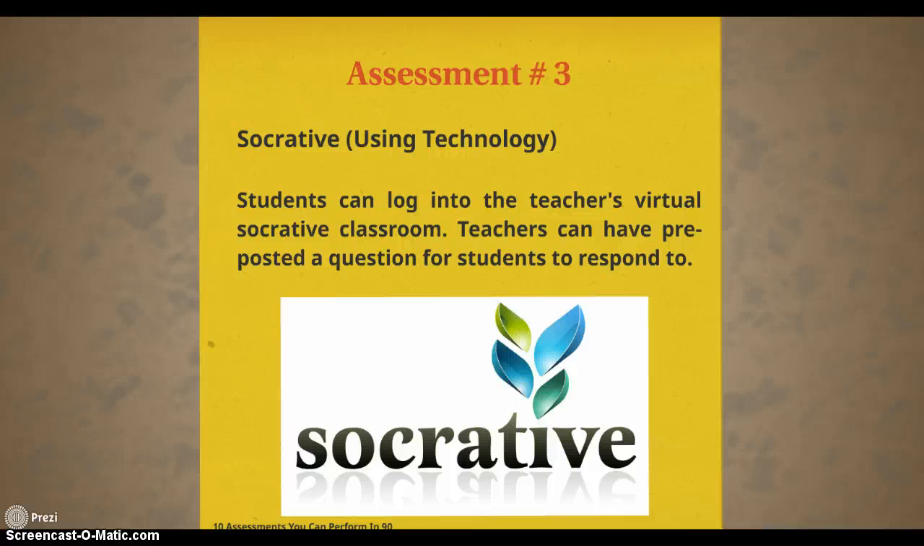The third assessment I chose is one using technology. If the students all have some sort of tablet device or smartphones that they can use in their classroom, the students can log into the teacher's virtual Socrative classroom, and the teacher will already have the pre-made questions for the students to respond to. And from there, the teacher can have a poll and see how the students feel, if they understood or not, and if they can continue to move on to the next lesson, or if they need more practice on the same lesson.